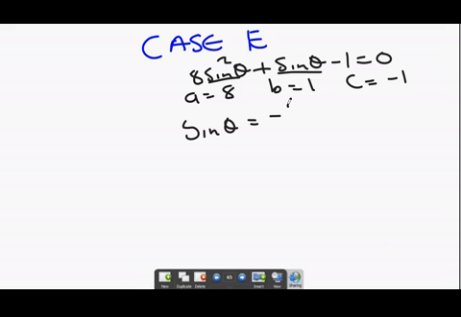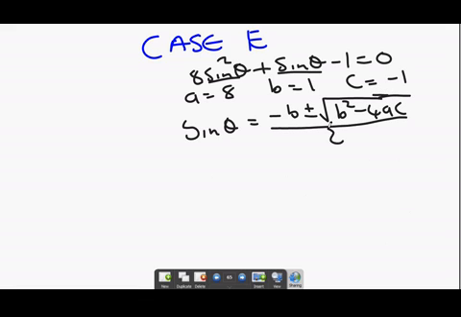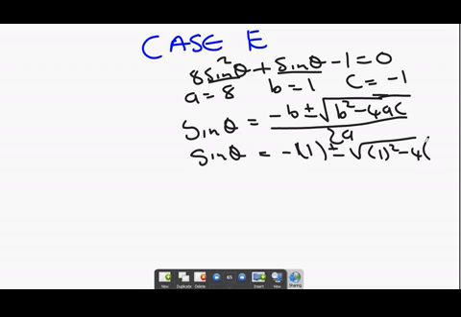Sine theta is minus b plus or minus square root of b squared minus 4ac. And when we do quadratics, you're going to see how we press our calculator. If I substitute, it will be minus my b, which is 1, plus or minus the square root of b squared, 1 squared, minus 4 bracket, our a is 8 and our c is minus 1, close bracket, divided by 2 times 8. This will give us 2 answers.